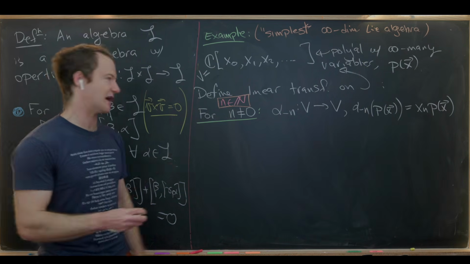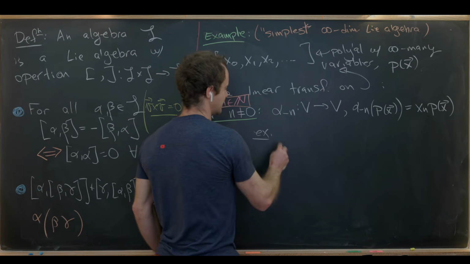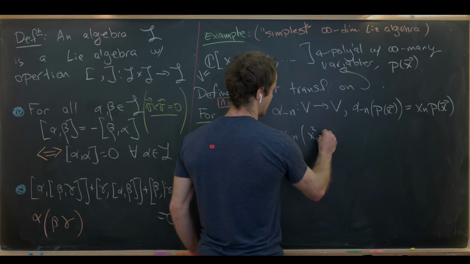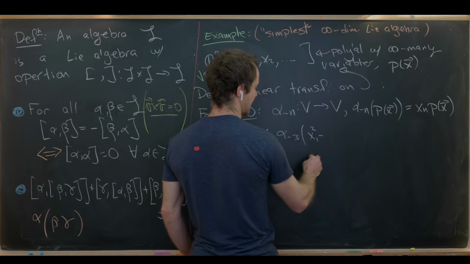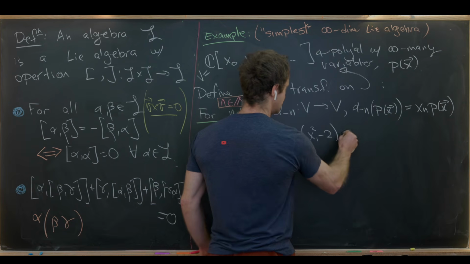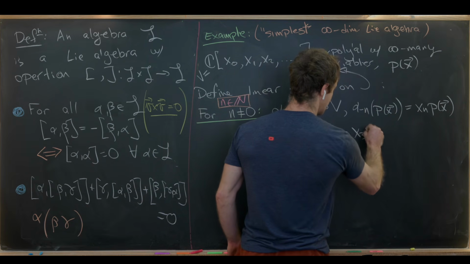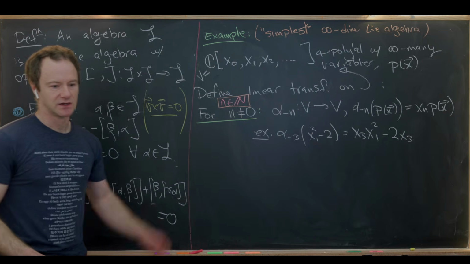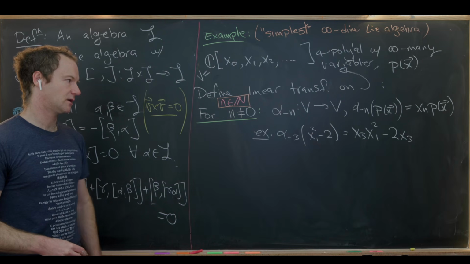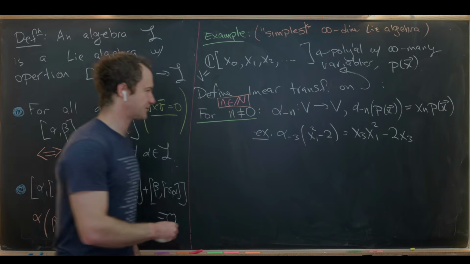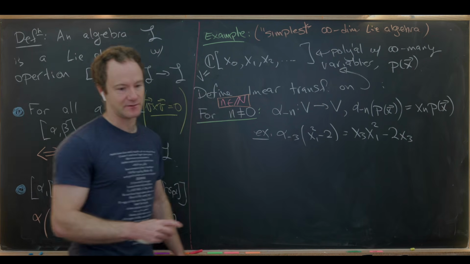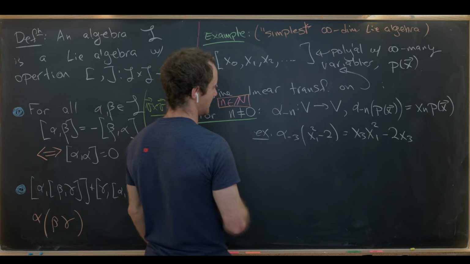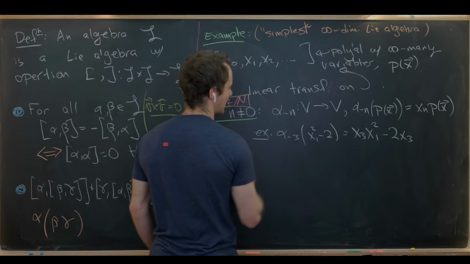We can just multiply by a variable. So very trivially, we could do an example here. So alpha minus 3 on x1 squared minus 2. That'll be x3 x1 squared minus 2 x3, right? There. So you just multiply by one of the variables. Okay, so that's this negative linear transformation, this negative subscript here.